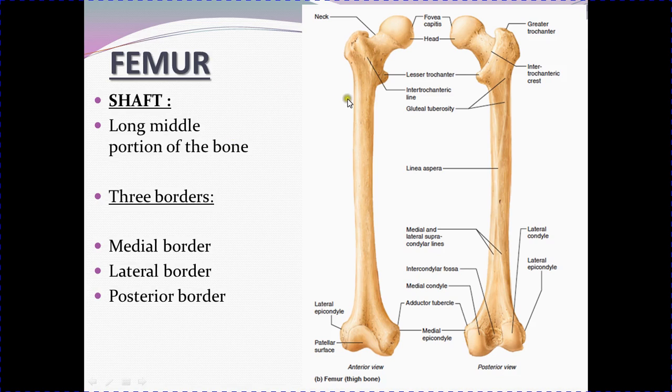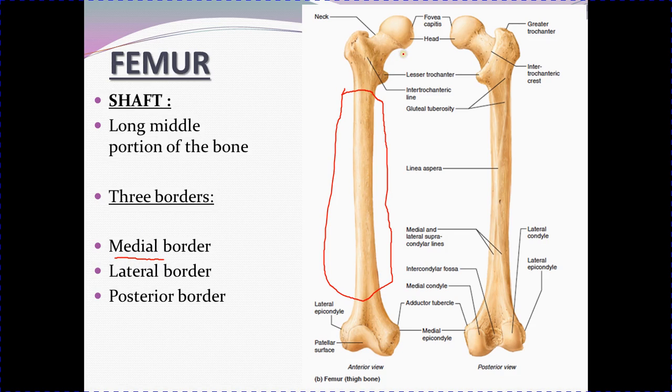The shaft of the femur. The shaft of the femur is the long middle portion of the bone. On both sides, it has an upper end and a lower end. The shaft has three borders. It has a medial border.